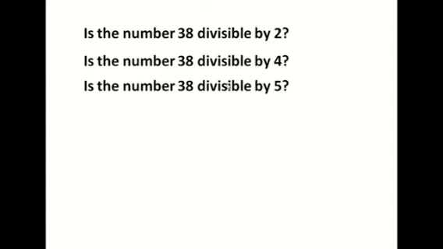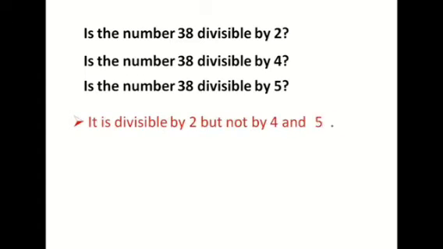If you divide 38 by 2, 4 and 5, you will see it is divisible by only 2, not by 4 or 5. Okay? Because if you divide by 4 or 5, you will have some remainder. But if you divide by 2, it will be divisible, means it will divide exactly. So it is divisible by 2 but not 4 and 5. Okay?